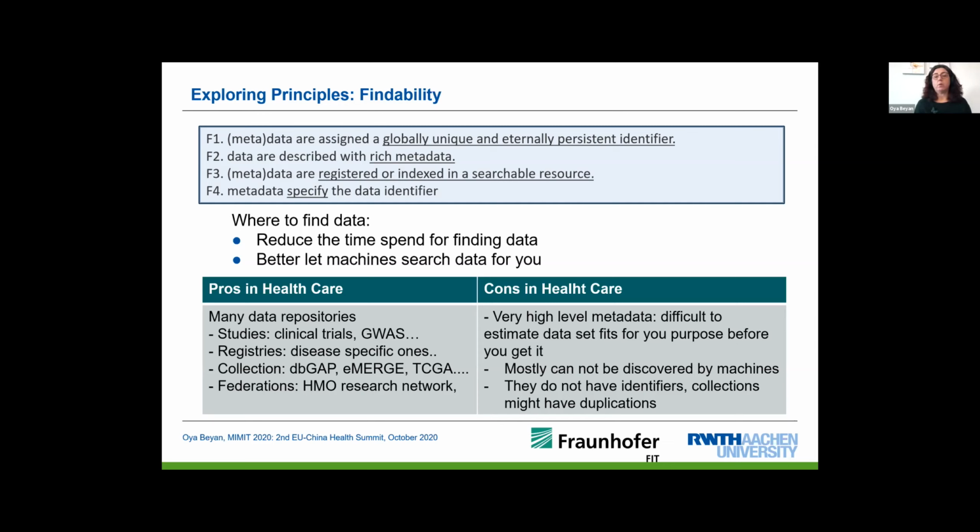Also, those data sets are mostly not indexed, and when you search, it's very difficult to discover them. You have to have someone advising you that there's a good repository here or there. And we don't have unique identifiers to identify these data sets. So one study's data might appear in more than one collection, and if we are collecting data from multiple collections, you have duplications.